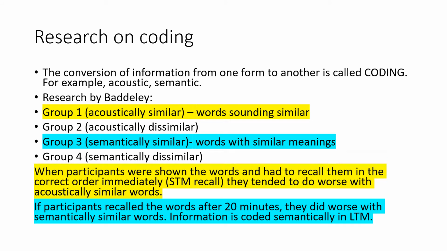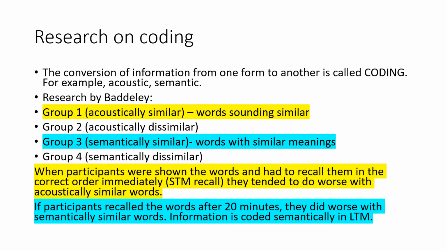So we've now got research on coding. This is a very well-known study by Baddeley. The conversion of information from one form to another is called coding. By that we use, like, acoustic and semantic. So the research by Baddeley, what he does is there's four different groups.